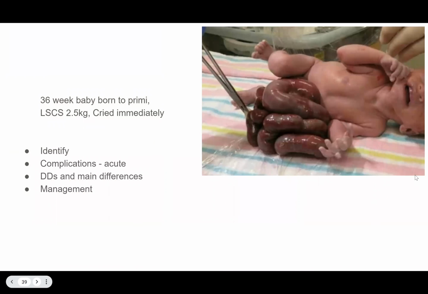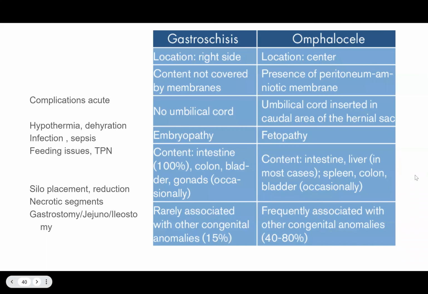Now this child, what is this? Gastroschisis. Yeah, very simple question. We'll go fast. Complications are hypothermia, dehydration, infection, sepsis, feeding issues, and requirement of TPN and TPN related complications. Now management, silo placement, manual reduction. Then sometimes there might be necrotic segments. What are the contents? Most common contents?